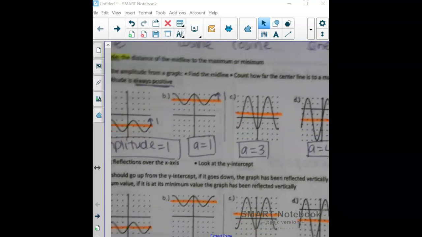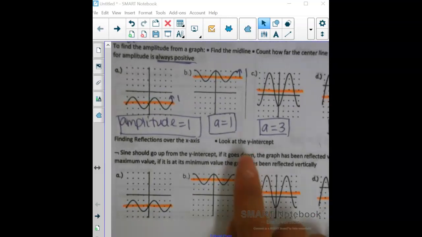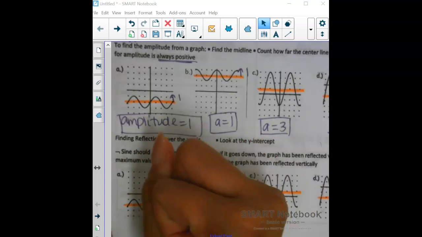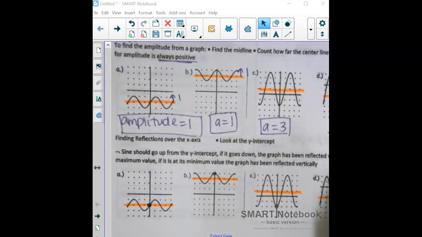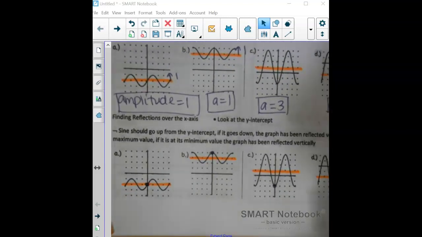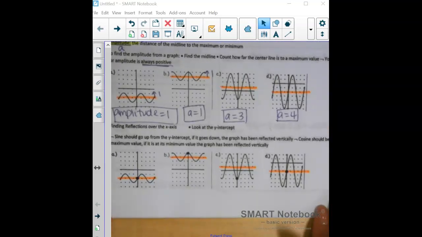All right, last thing we're going to look at is finding the reflections over the x-axis. Okay, so it says look at your y-intercept. Remember that y-intercept we graphed earlier? Graph it again. So all of those y-intercepts, I have them regraphed. And I'm going to zoom out just a bit, and I might zoom back in. Zoom out a little more.